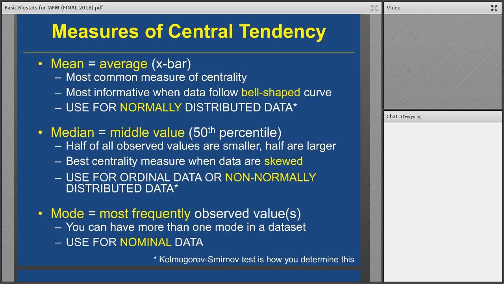The median is the middle value, or the 50th percentile, and half of all the observed values will be smaller and half will be larger. And when data are skewed, or when it's not bell-shaped or normally distributed, this is the better measure of centrality, median. And then the mode is the most frequently observed value, and this is generally used for nominal data, so data that's not interval or ratio data. You can have more than one mode in a data set. You can't have more than one median or mean. And you would use this for nominal data.